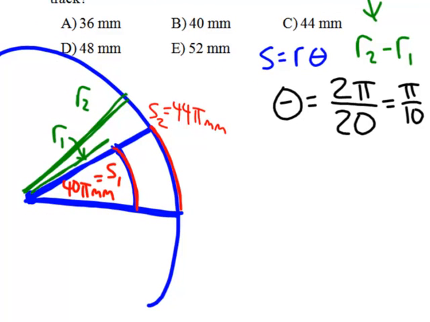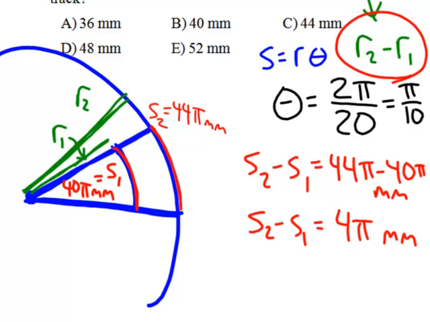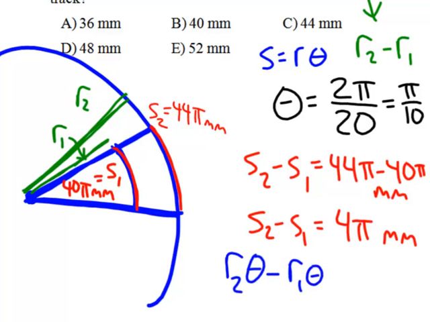I see the values for S2 and S1, and I'm going to write S2 minus S1. That is going to equal the 44 pi minus 40 pi millimeters. So in other words, S2 minus S1 equals 4 pi millimeters. Now, the answer that I want, what I'm looking for, is R2 minus R1. So let's go ahead and use our S equals R theta formula. S2 I'm going to replace with R2 times theta. And S1 I will replace with R1 times theta. And that still equals 4 pi millimeters.